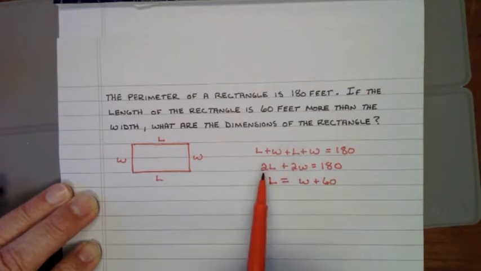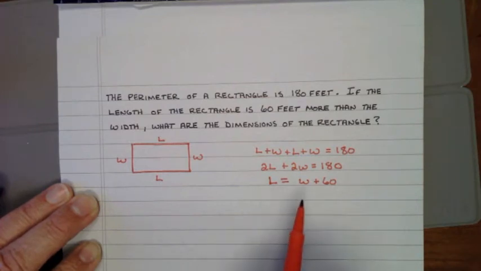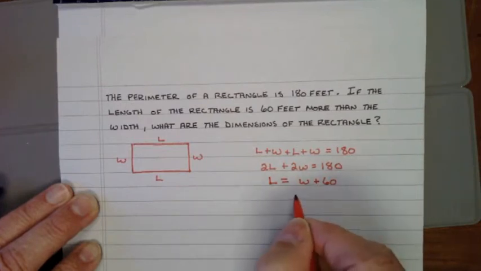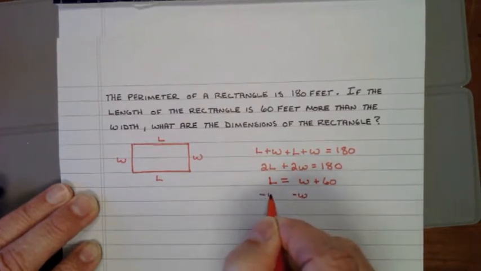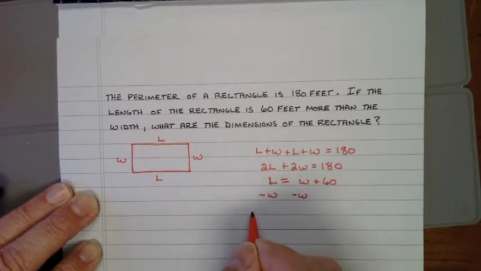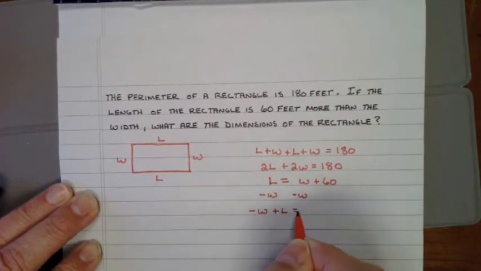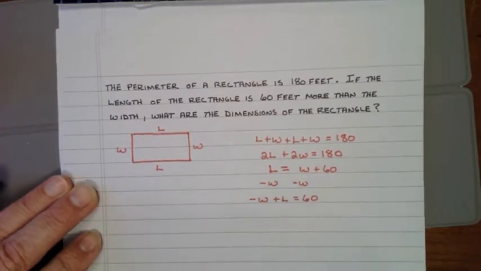So I've got two equations here. Here are my two equations. I've got a choice I need to make. I'm either going to change these into slope-intercept form, or I'm going to change them into standard form. What I'm going to do is change this bottom one into standard form. I'm going to subtract w from both sides. These are not like terms. I have minus w plus L is equal to 60.